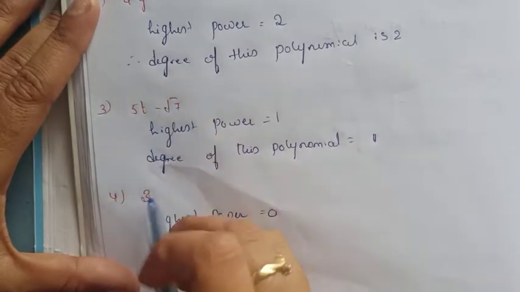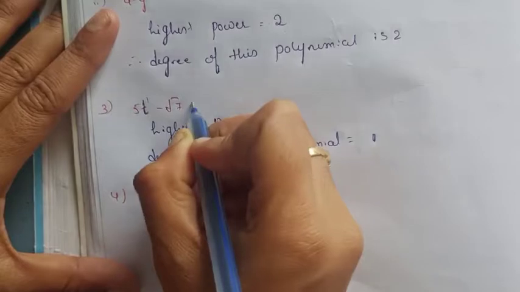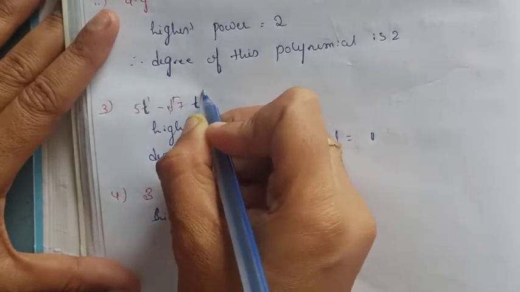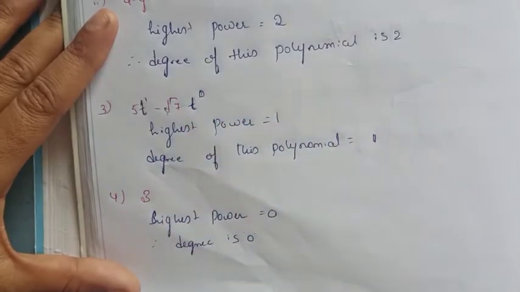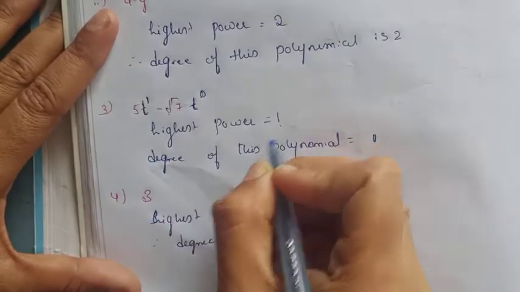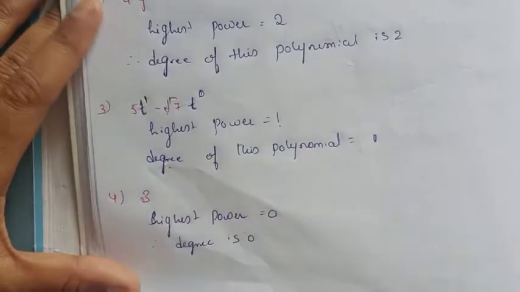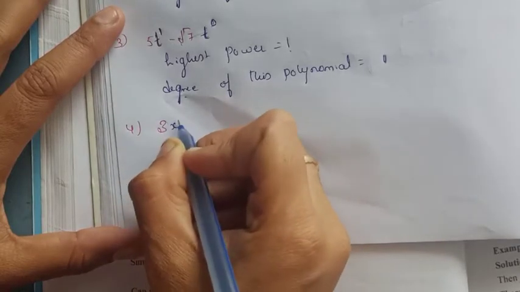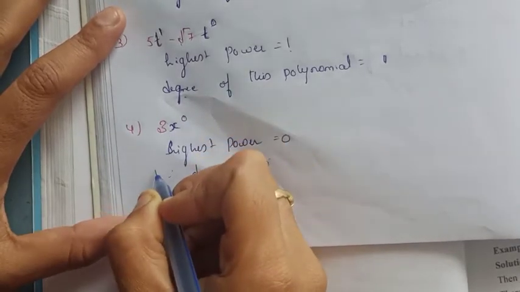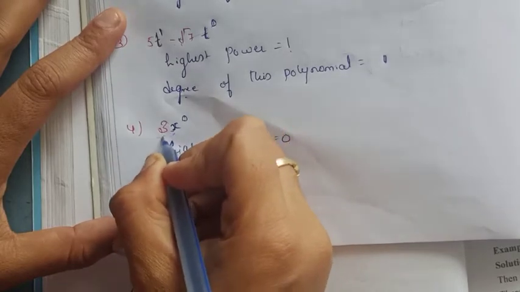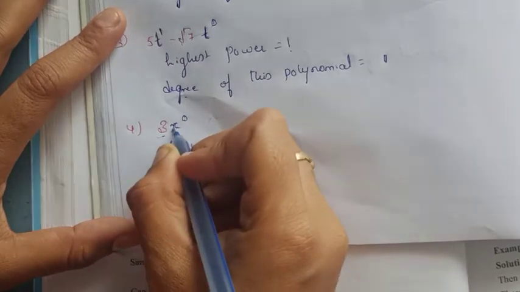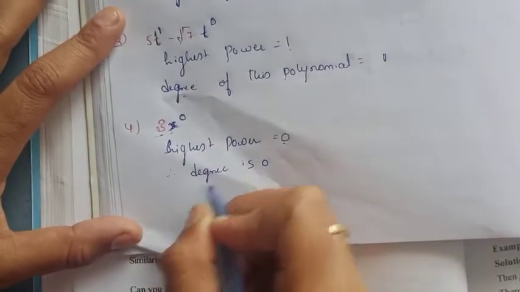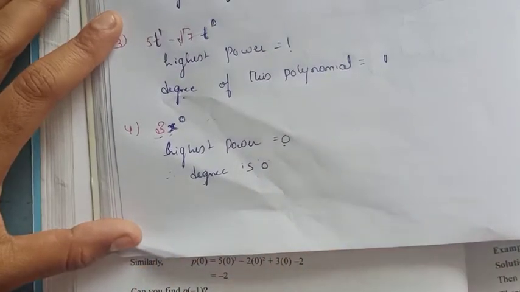Next, 5t minus root 7. Here t is t to the power 1, and root 7 is a constant, meaning the variable's power is 0. So the highest degree here is 1. Degree of this polynomial is 1. Next question is only 3, which is x raised to the power 0, a constant polynomial where the variable power becomes 0. So the highest power is 0, and the degree of this polynomial is 0.